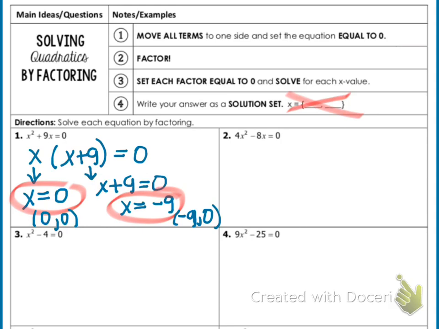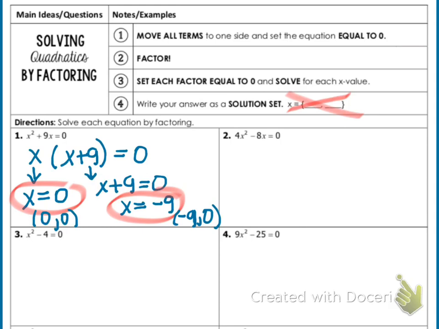Okay, so I'm going to leave a couple of these. We're going to jump around, and we'll leave a few of these for some "you try" questions. So I think we're going to go on to number 4. Looking at number 4, 9x squared minus 25 equals 0.